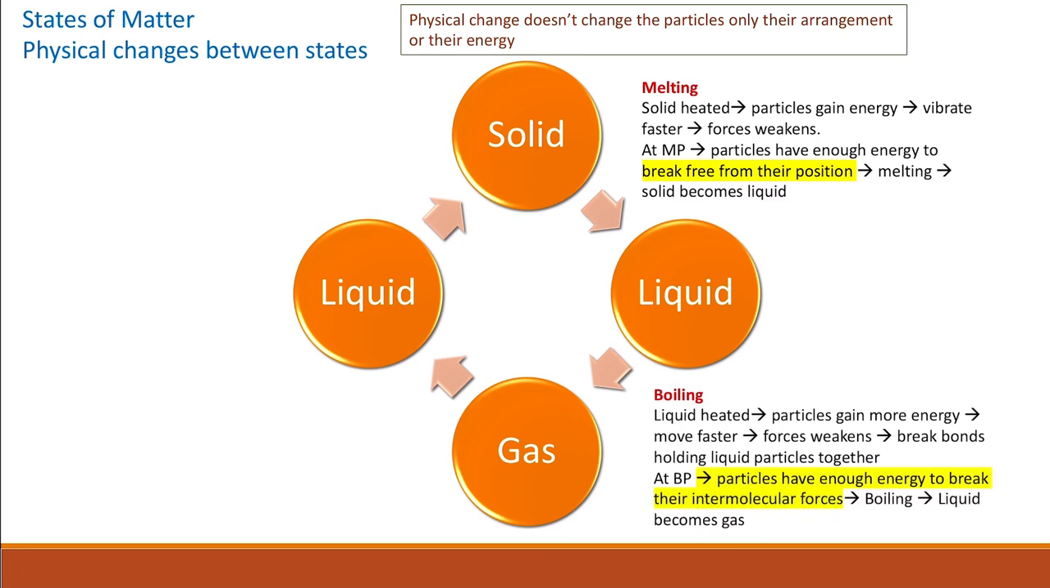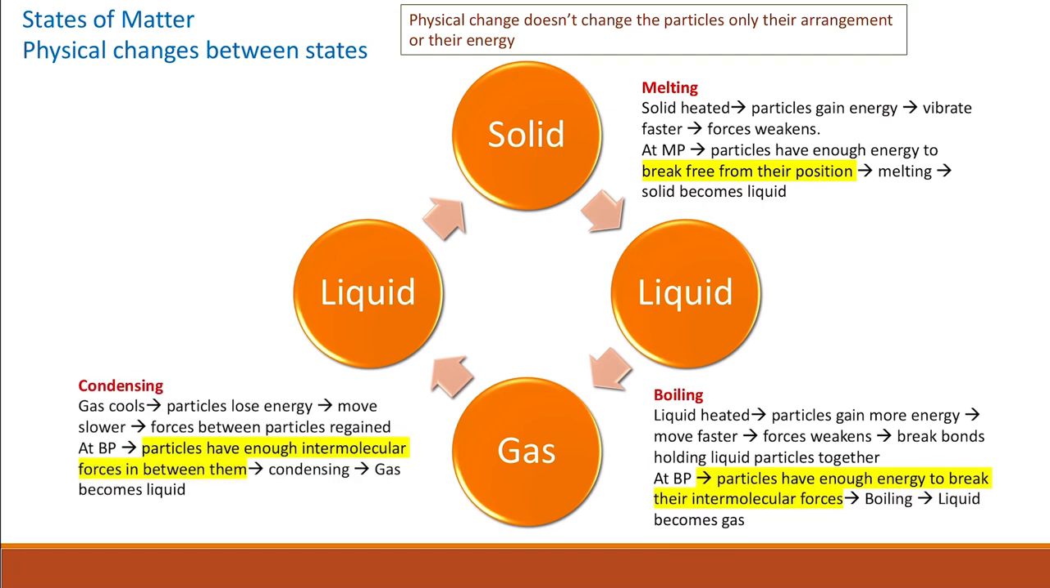The change from liquid into gas is called boiling. When the liquid is heated, particles gain more energy. They start to move faster. The forces of attraction between the particles will weaken even more, and they will be able to break the bonds that hold the liquid particles together. So at boiling point, the particles have enough energy to break their intermolecular forces, and then they will boil and the liquid becomes gas.